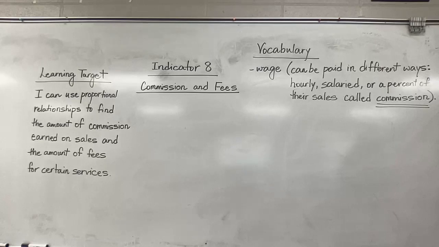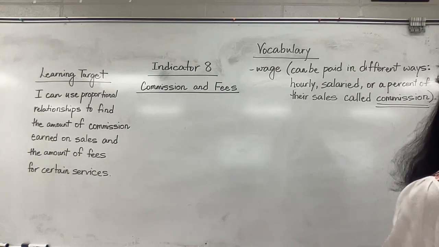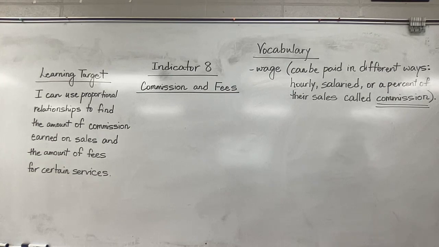All right. So, what is a wage again? It is the money paid to a person in exchange for their work. And that's basically what a wage is. And wages can be paid in different ways: hourly, salaried, or the percent of their sales, which is called a commission. So, let's quickly talk about what we mean by hourly or salaried or commission only. And sometimes you also have salary plus the commission.